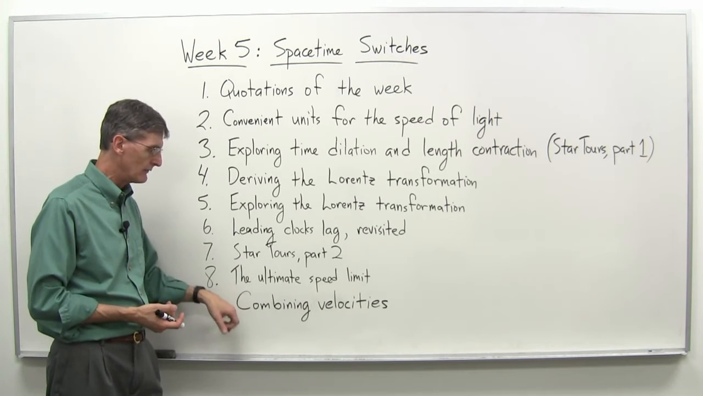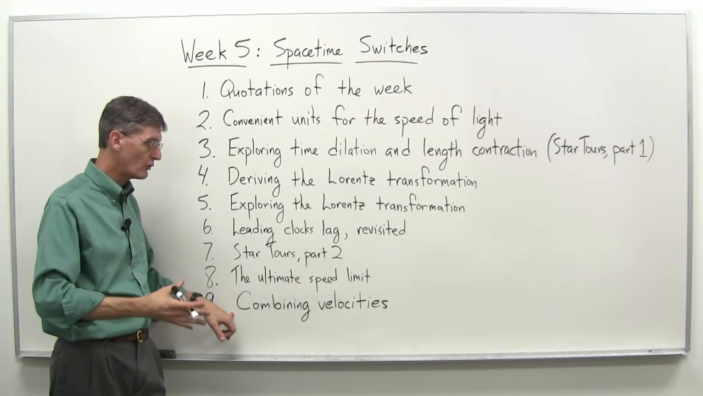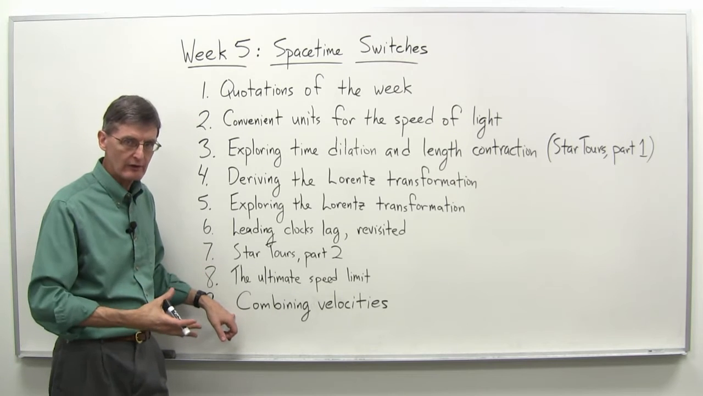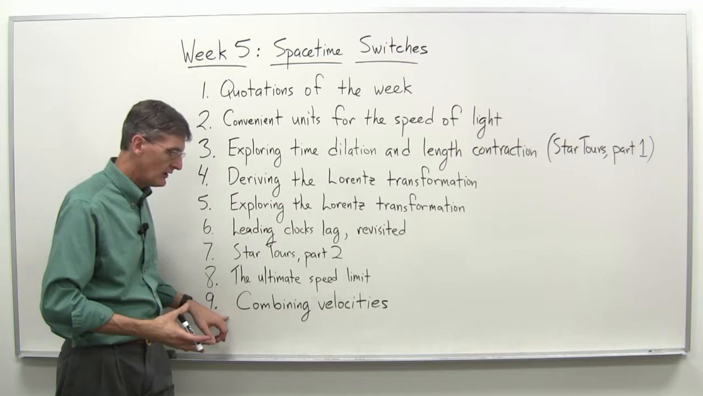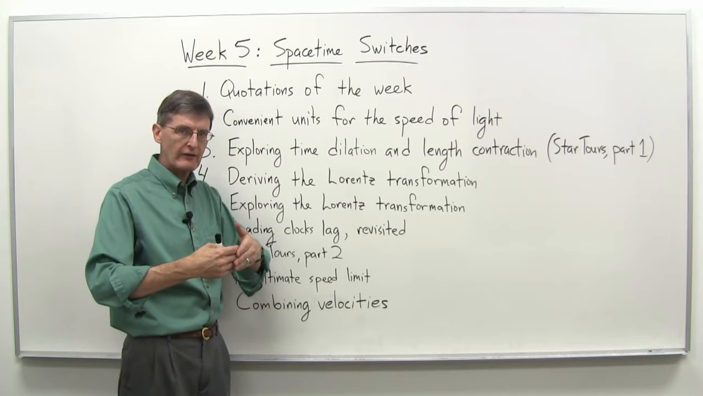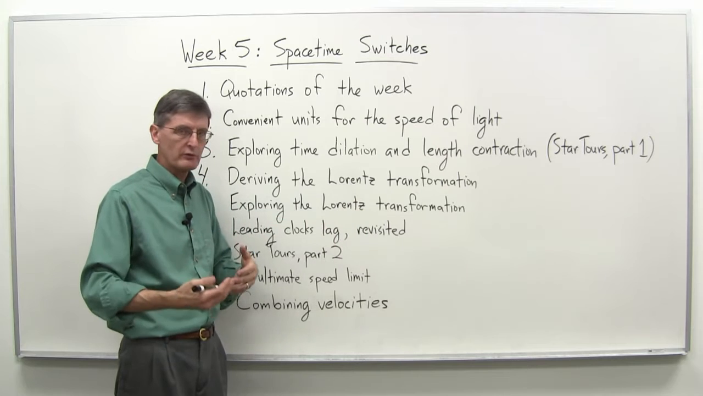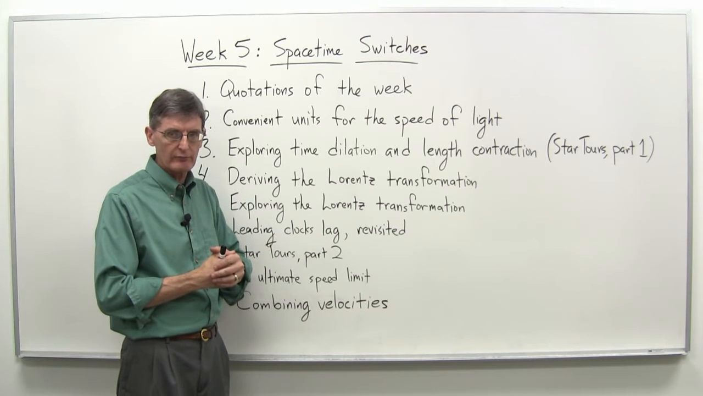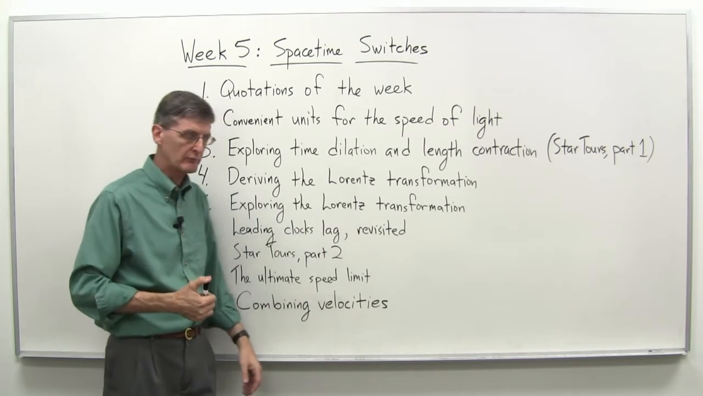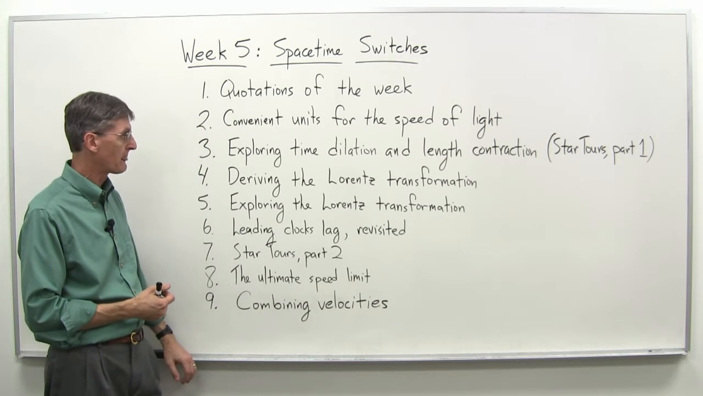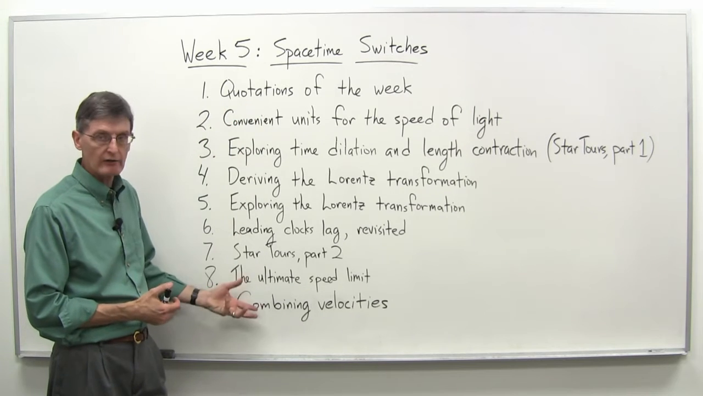And so combining velocities here will show us the new formula for doing that, such that no matter how fast Bob shoots out that space pod or whatever, Alice will never see it go faster than the speed of light. Actually, it will never get up to the speed of light, but it will never exceed the speed of light there. Okay, so that's sort of a rundown of where we're heading this week.